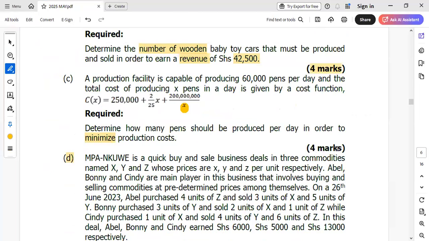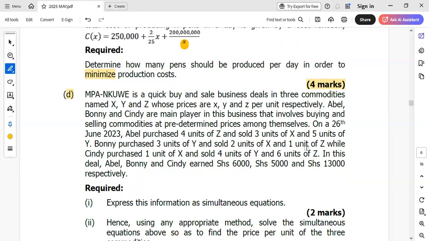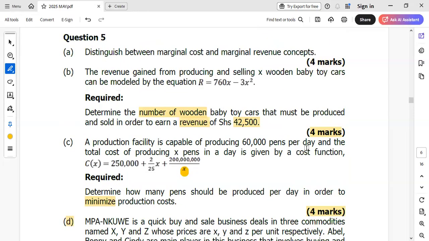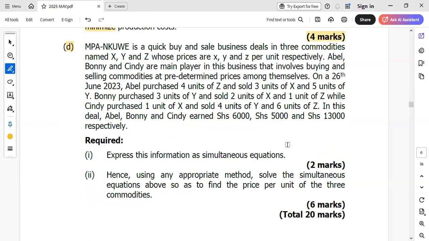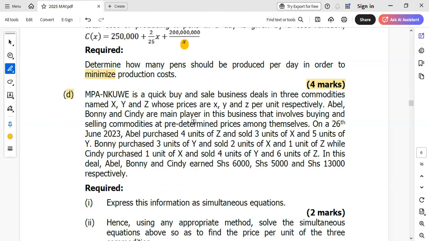Party B, you now know that 4 marks are gone. No miracle. But I told you, as long as you can raise on a question, if you can raise 10 marks, please do that.